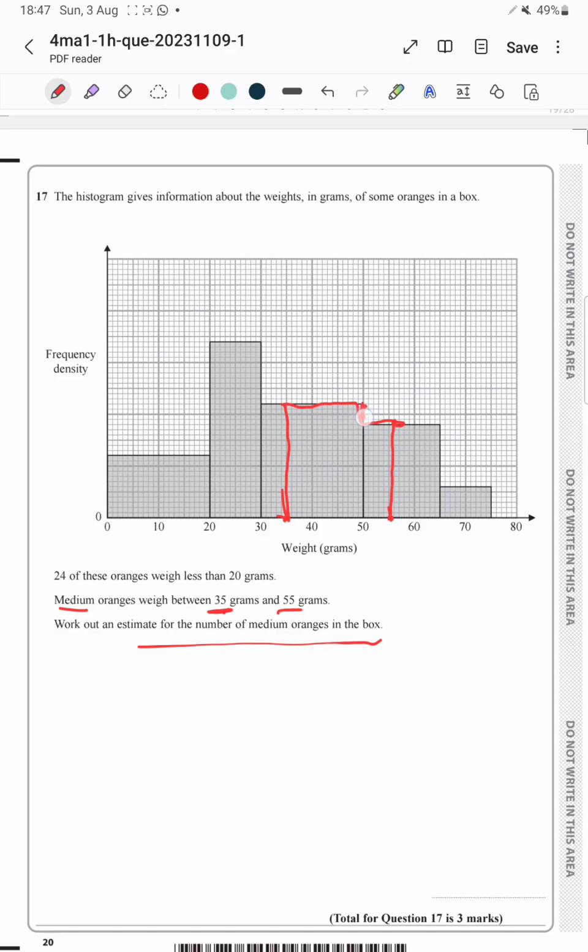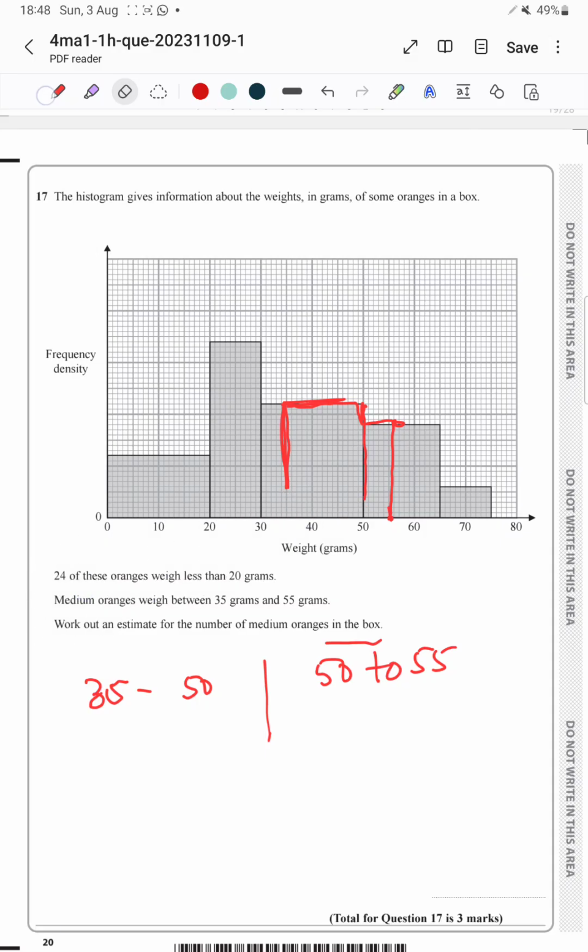So how do we find this area? I have to split it into two parts because the height is different. From 35 to 50 first I will find out, and then 50 to 55. For 35 to 50, how much is this length? 15. And how much is this width? Up to here it is 1, up to here it is 2, and then there are 2 more steps, so it is 2.2. So 15 multiplied by 2.2 will become 33.0.